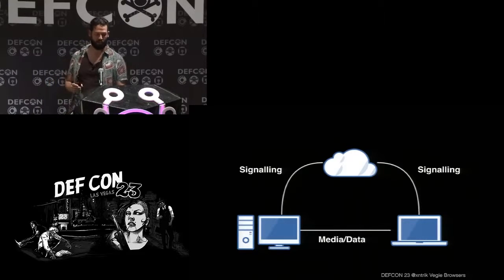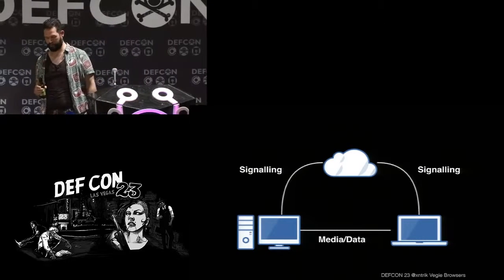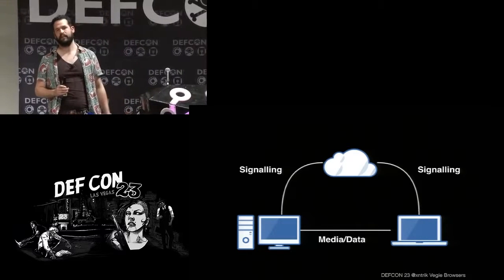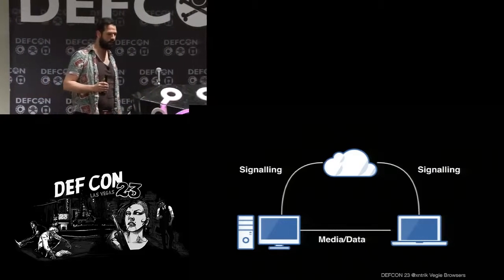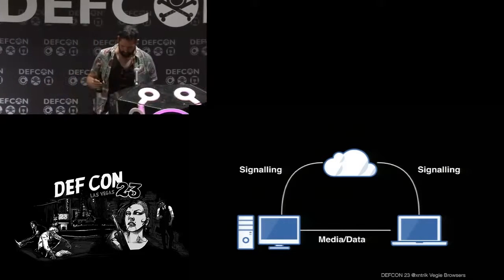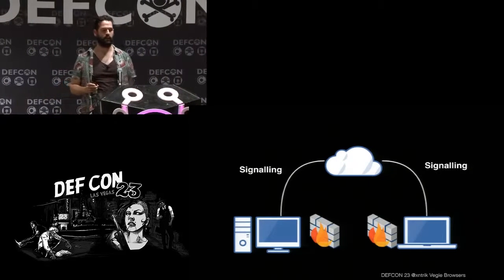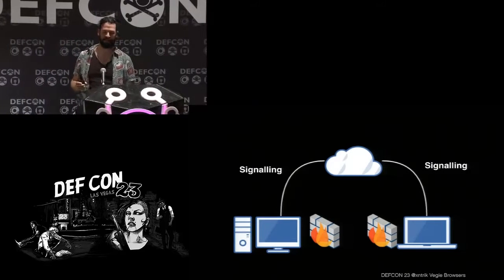In an ideal world, this is how the WebRTC peer connection would work. You'd have your signaling through the internet through a web application, in our instance BeEF, and then once connectivity is established, media or data would start flowing between them. But this is never the case. This is generally what we see.